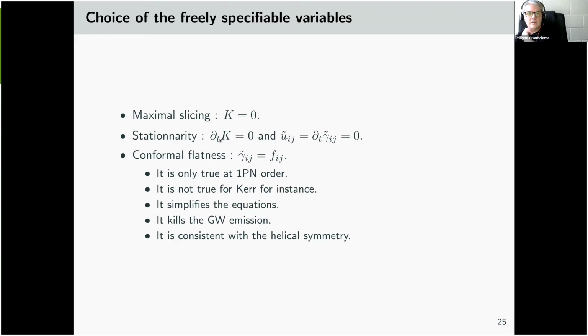that the time derivative of K and the time derivative of the conformal metric are both zero. So those four conditions are relatively sound and there are not a lot of discussions. There is a bit more discussion to have on the choice of the conformal metric. Most of the time we enforce it to be flat.